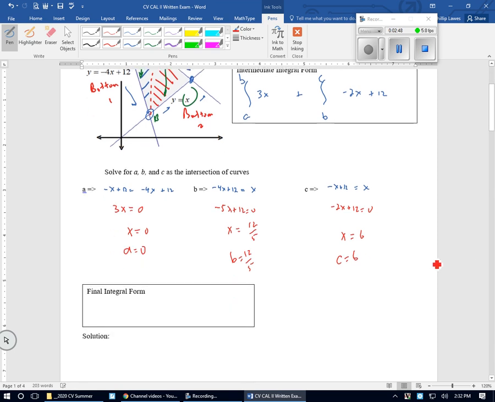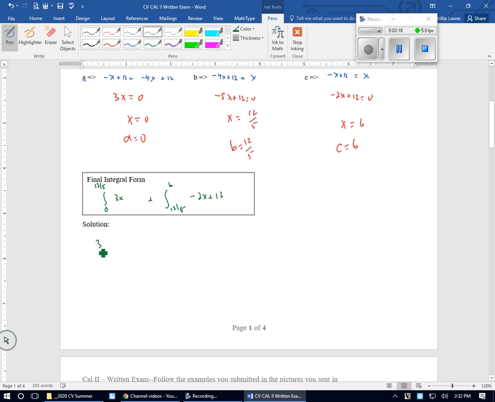So let's take this top thing right here, plug in our numbers. We have the integral from A to B of 3x plus the integral from B to C of negative 2x plus 12. And so the antiderivative is 3x to the 2 over 2 from 0 to 12/5 plus the integral of negative x squared plus 12x from 12/5 to 6. And in the interest of time, I didn't bother making you plug that in your calculator. We'll just leave it like that.